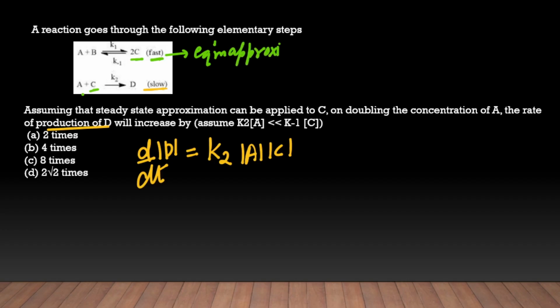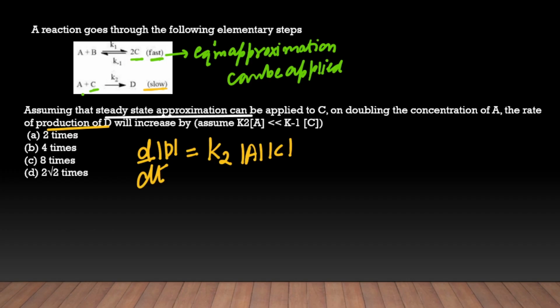Equilibrium approximation can be applied. Had it been written that the step is fast, it is not the fast one, in that case SSA you have to apply. So here it is written that steady state you have to apply on the C, but equilibrium approximation too you can use it.